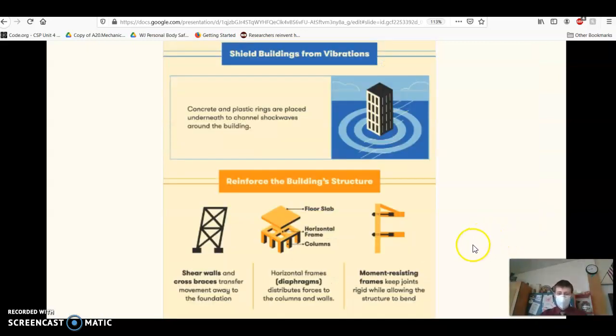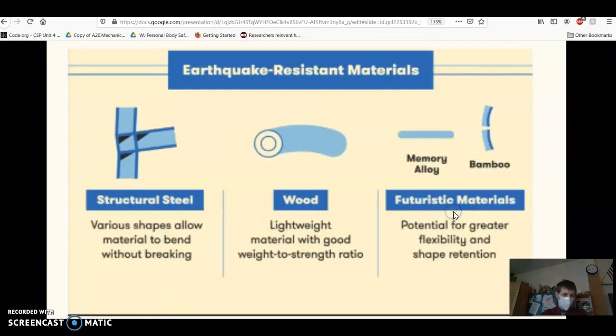And last but not least, you can have these moment-resisting frames to keep the joints rigid. So you have essentially what is like a force damper inside here. And as the structure sways, it has a little bit of give to it. So these joints don't collapse on themselves, but they also don't crack as easily.